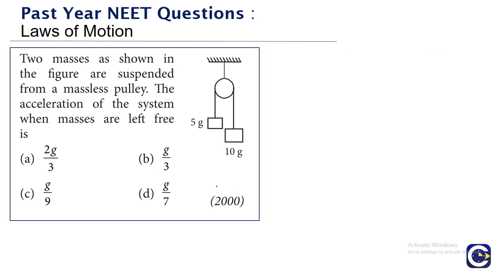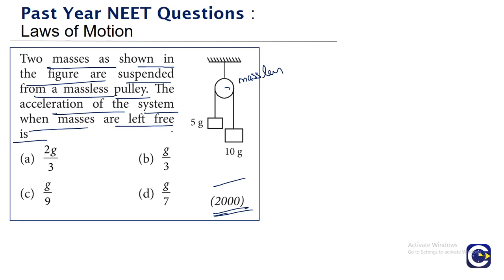Next we have a very standard question. In fact, the same model of question has also come in the 2020 paper. Two masses as shown in the figure are suspended from a massless pulley. So this pulley is massless. Okay. The acceleration of the system when the masses are left free. So this is a 5 kg, this is a 10 kg. So when we leave them free, what will be the acceleration?